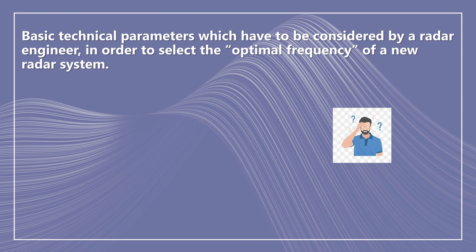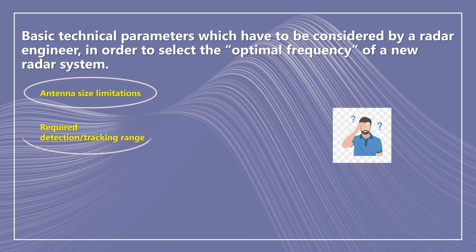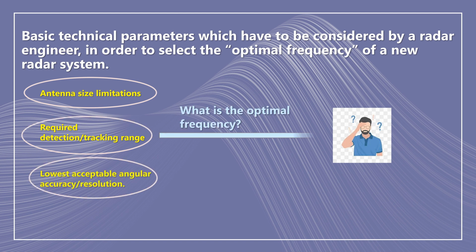So, what are the basic technical parameters that have to be considered by a radar engineer in order to select the optimal frequency of a new radar system? Antenna size limitations, required detection and tracking range, lowest acceptable angular accuracy and resolution.